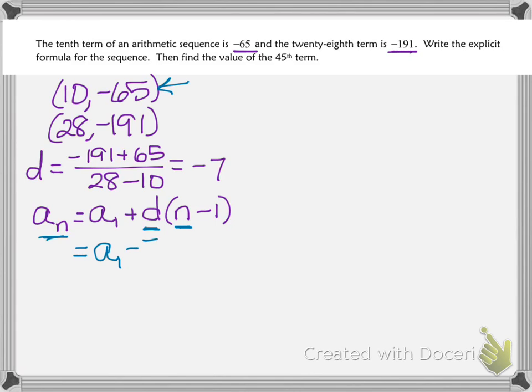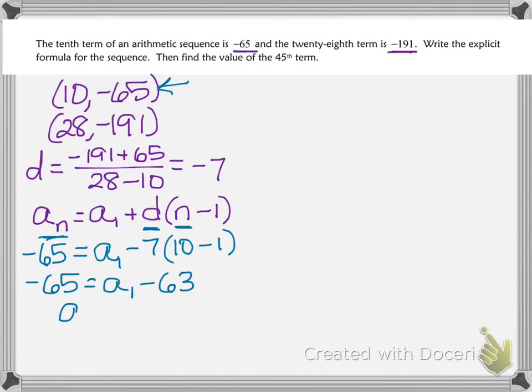So we're going to say we're looking for a sub 1. We know the common difference is negative 7. And when 10 goes in for n, we get negative 65 for the term. So negative 65 equals a sub 1 plus 10 minus 1, which is 9, times negative 7, which is negative 63. Add 63 to both sides and you get a sub 1 equals negative 2.